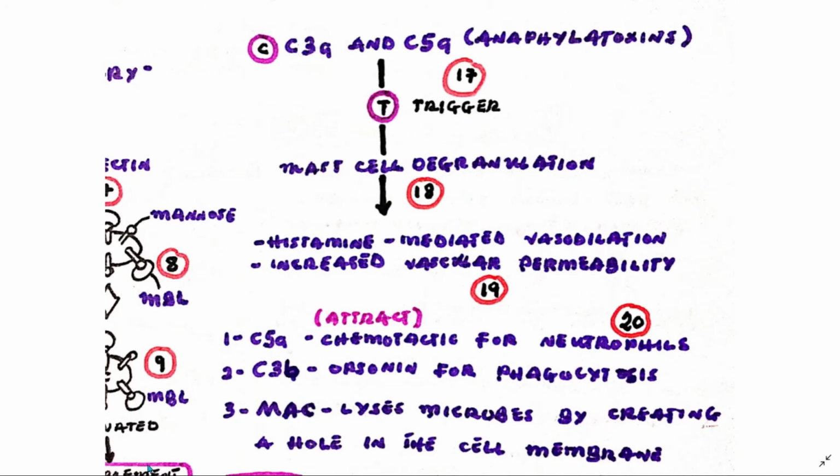C5a is chemotactic for neutrophils, which means that it is a chemical attractant for neutrophils. Other chemical attractants include interleukin 8, leukotriene B4, and bacterial products. C3b is an opsonin for phagocytosis, which means that it binds to microbes and therefore makes it easy for them to be recognized and phagocytosed. Now, the membrane attack complex, or the MAC, lyses microbes by creating a hole in the cell membrane.